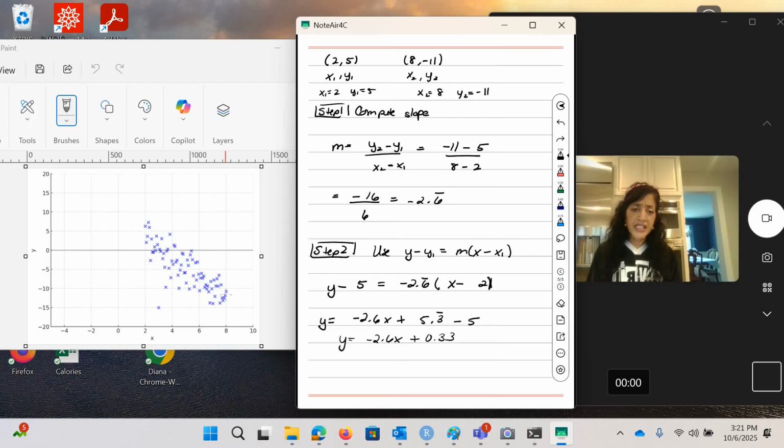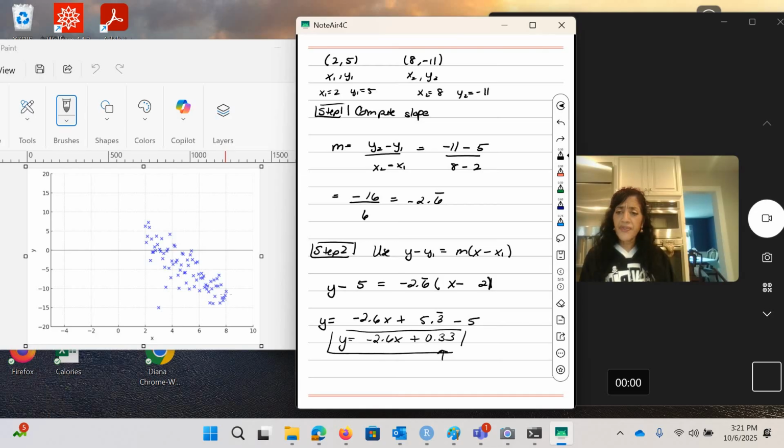I usually make mistakes here. Minus the minus is plus, that's why minus 2.6 repeating times minus 2 ended up being a positive 5.3 repeating. Subtract off 5, I'm just left with a 3 repeating. I did a little rounding to the hundredth decimal place, and I get this is my equation of my line, with the y-intercept being 0.3.